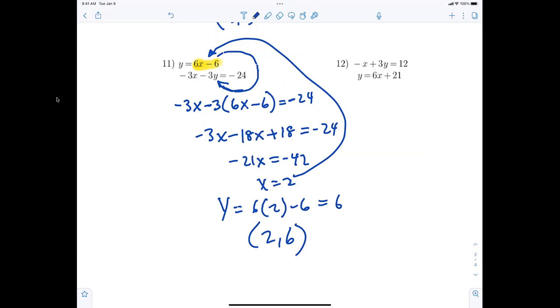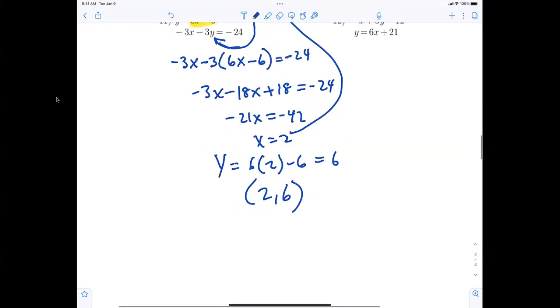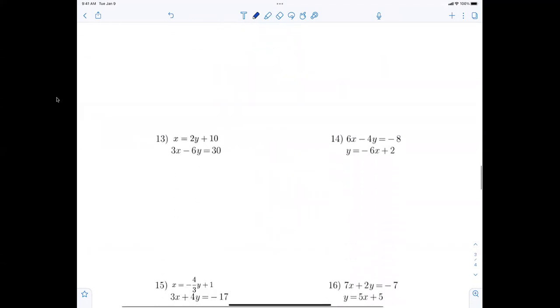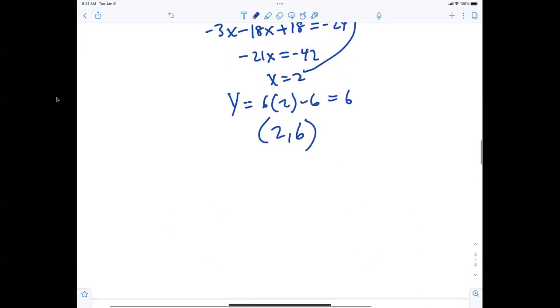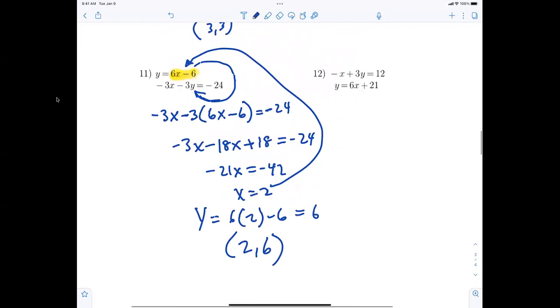Anybody? All right, let's check out 13. I don't really understand how you got the last part there. It's y equals 6 times 2 minus 6. I took the top function right here, this yellow, and I substituted 2 in for x. What's 6 times 2? 12. And then minus 6 is 6. Oh, okay. Very good. All right, 13.